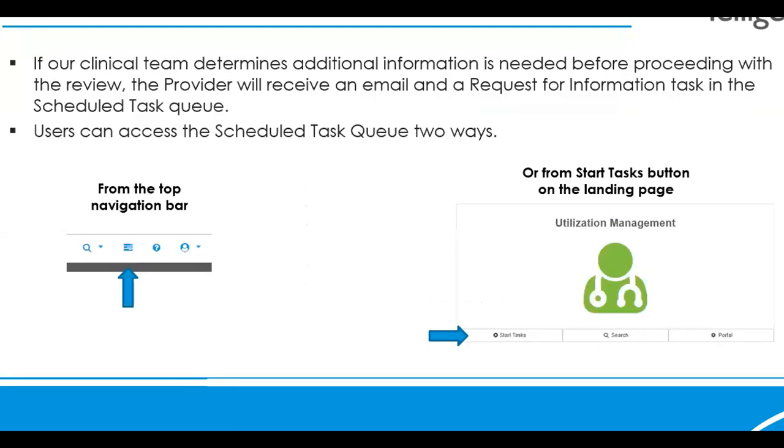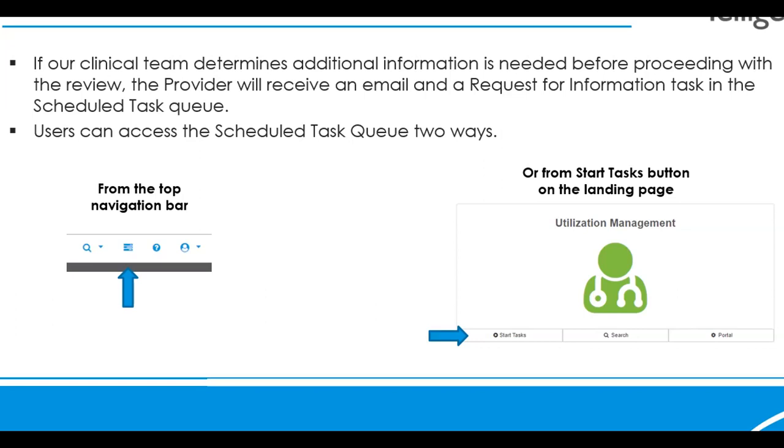The next thing we're going to talk through is the actual request for information. We talked about the task queue earlier, and I said you may see a request for information task in there. So how this works is once you submit a review through the system to us, our reviewers will take a look at it. And if they notice that some of that clinical information that they need to finalize and process the review is missing, they'll send that back as a request for information.